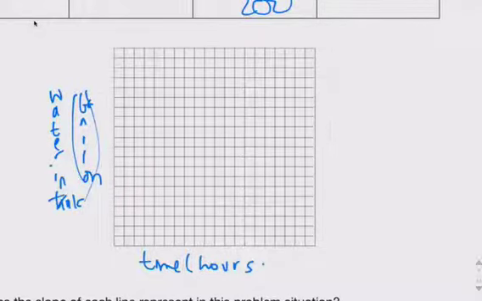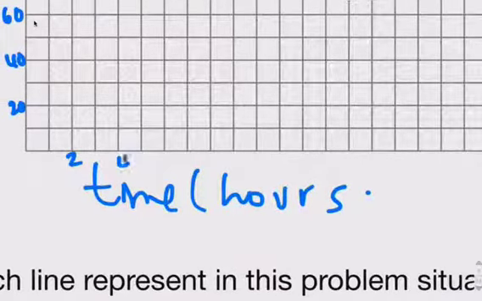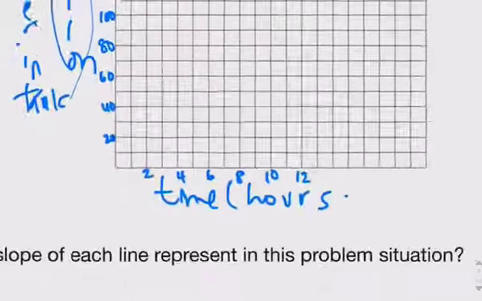Okay, and we're going to do by tens here, so it's 20, 40, 60, 80, 100, 120, 140, 160, 180, 200. Hours: 2, 4, 6, 8, 10, 12.